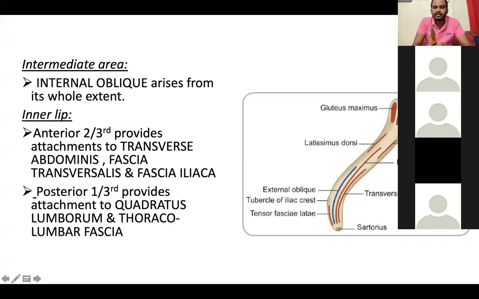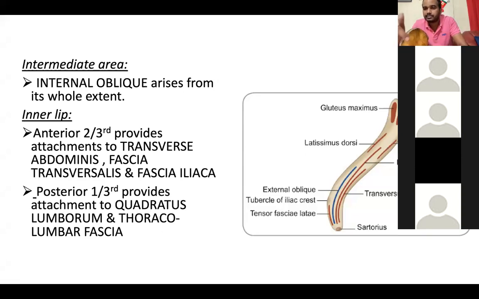Then the intermediate area. The intermediate area is this one. The intermediate area gives origin to the internal oblique muscle. Again, it is a muscle of the abdomen. So the whole extent of the intermediate area in the anterior 2/3 of the iliac crest gives origin for the internal oblique muscle. Then the inner lip. The inner lip is this one. This entire thing is the inner lip.